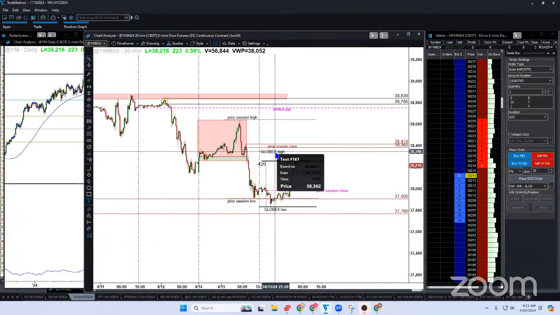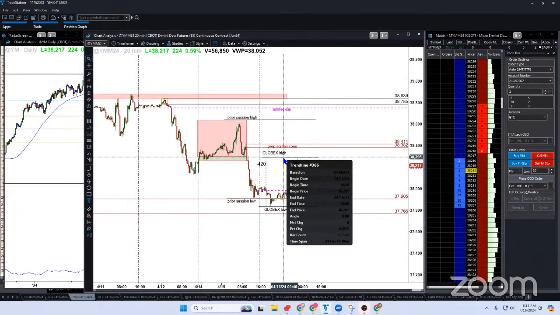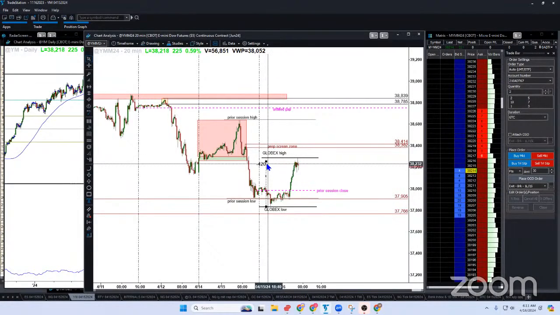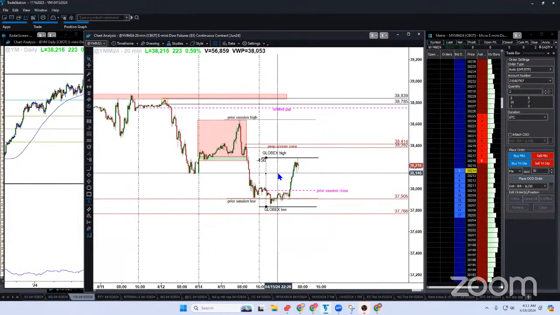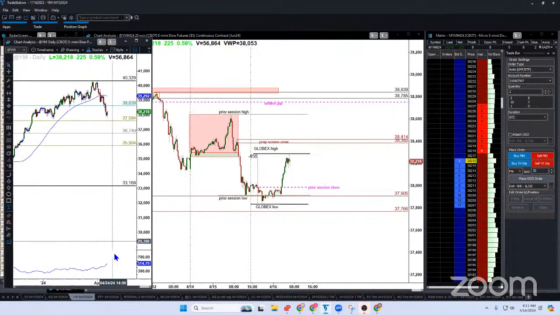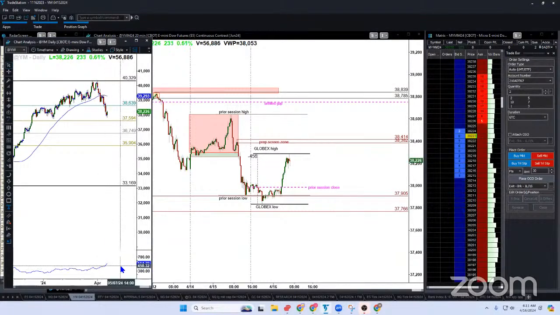All right, now the Globex range on the Dow, okay, and this is greatly because of some of the earnings that come out. Daily average true range is about 514 points on the Dow at the current moment.